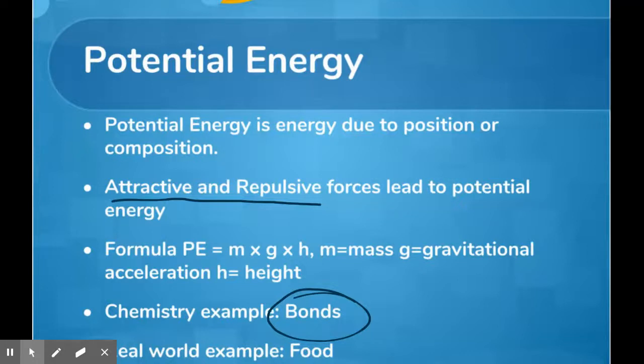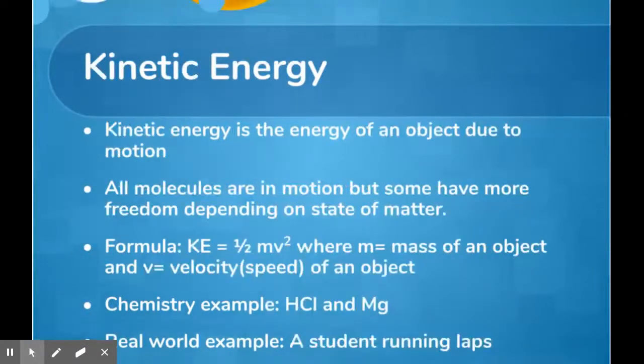And if I ask you a question like, what has more potential energy, a mass with 25 kilograms versus a mass with 35 kilograms, you should be able to tell me that the mass with 35 kilograms will have more potential energy because of the greater mass. So our chemistry example is chemical bonds, and a real-world example is the energy that is stored in the food that we eat.